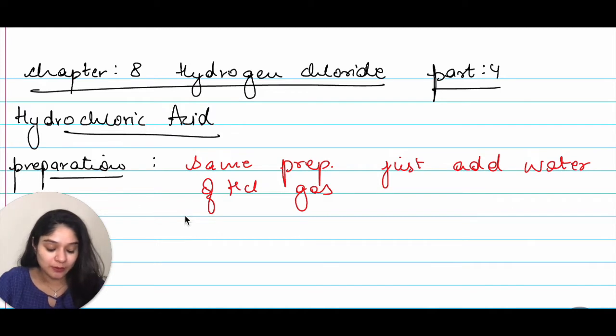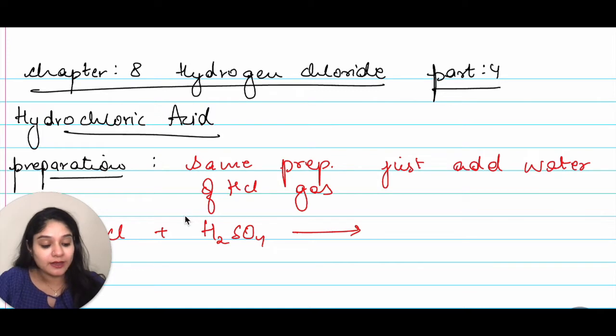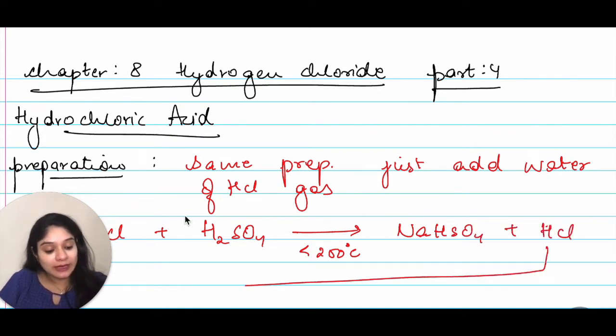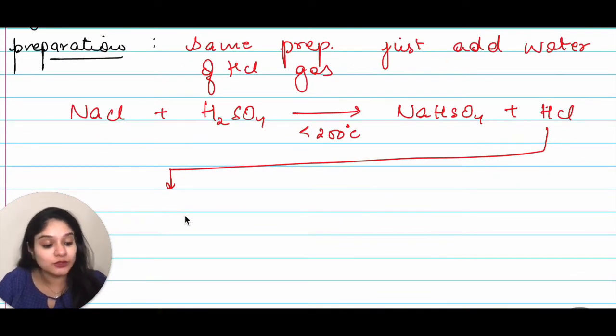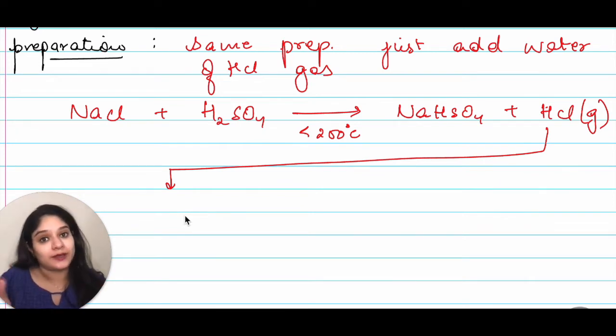Now let's look at just the preparation reaction. So what do we have? We have NaCl plus H2SO4 reacting at temperature below 200 degrees Celsius, giving us NaHSO4 plus HCl. This HCl gas, we can combine this. Now this is the gas that we got. And if you remember from HCl gas preparation, this HCl gas that we get is dry. It does not have any moisture in it. So when we get dry HCl, we add water to it.